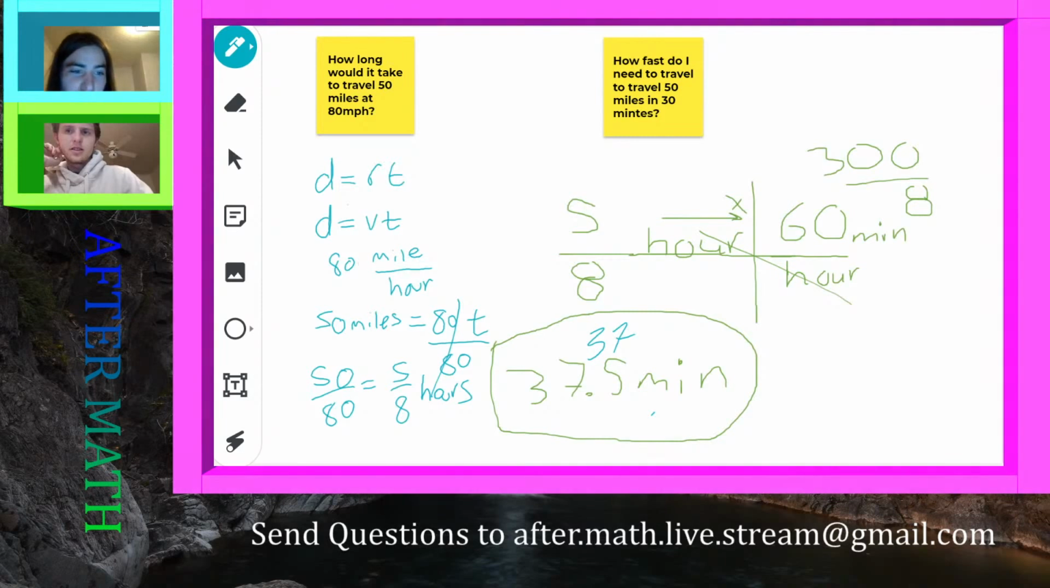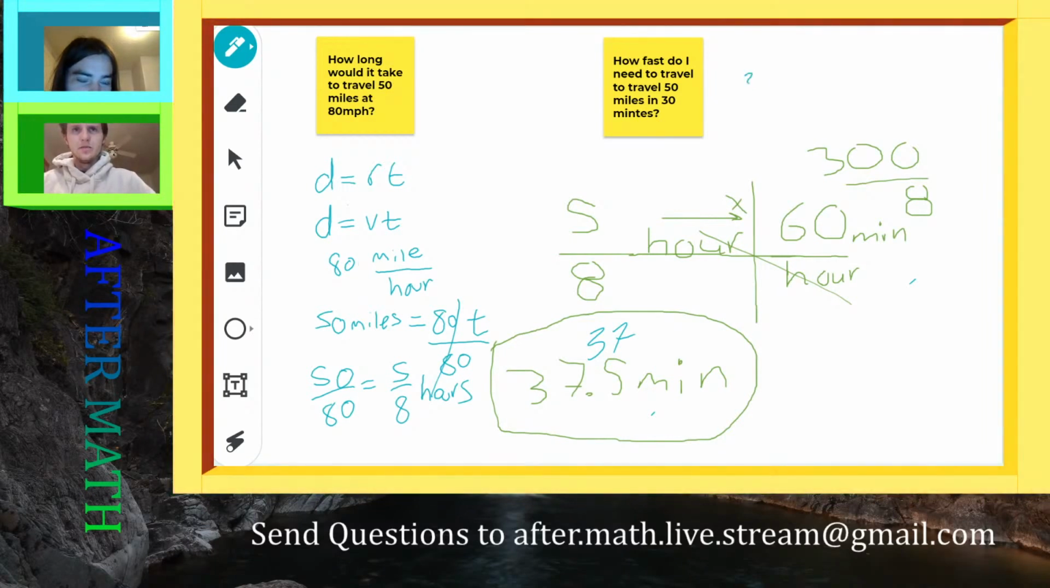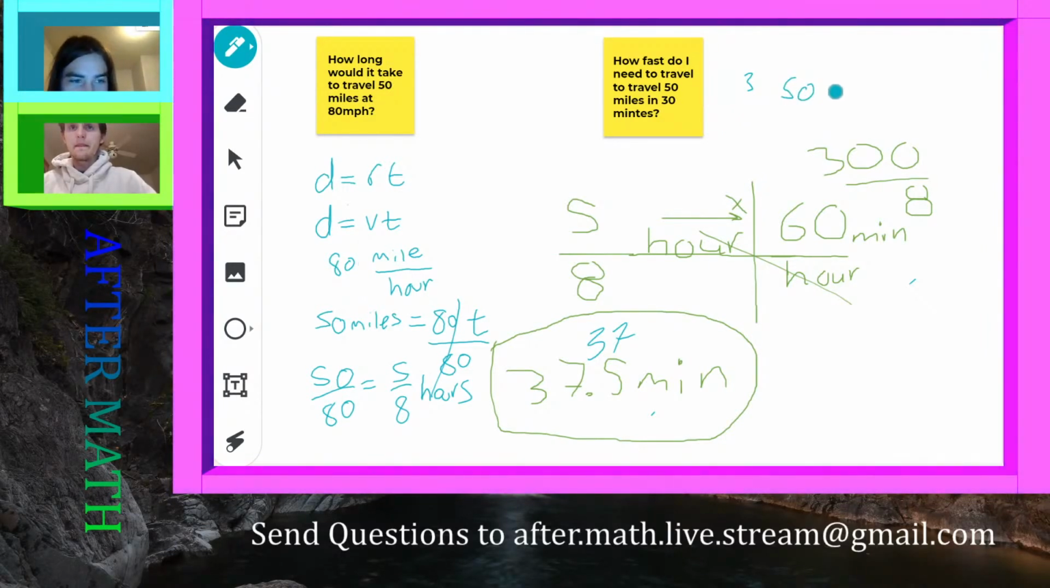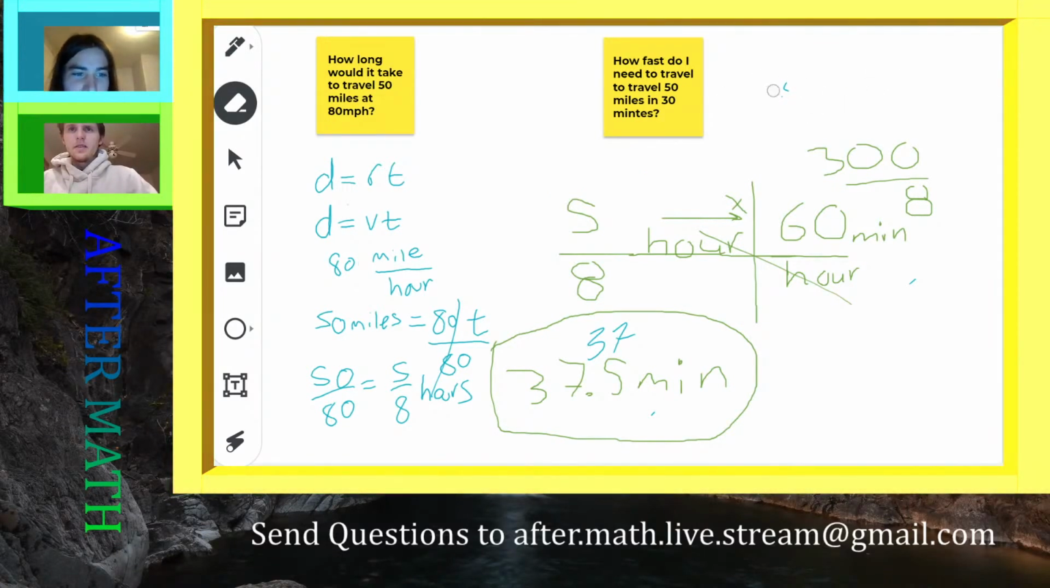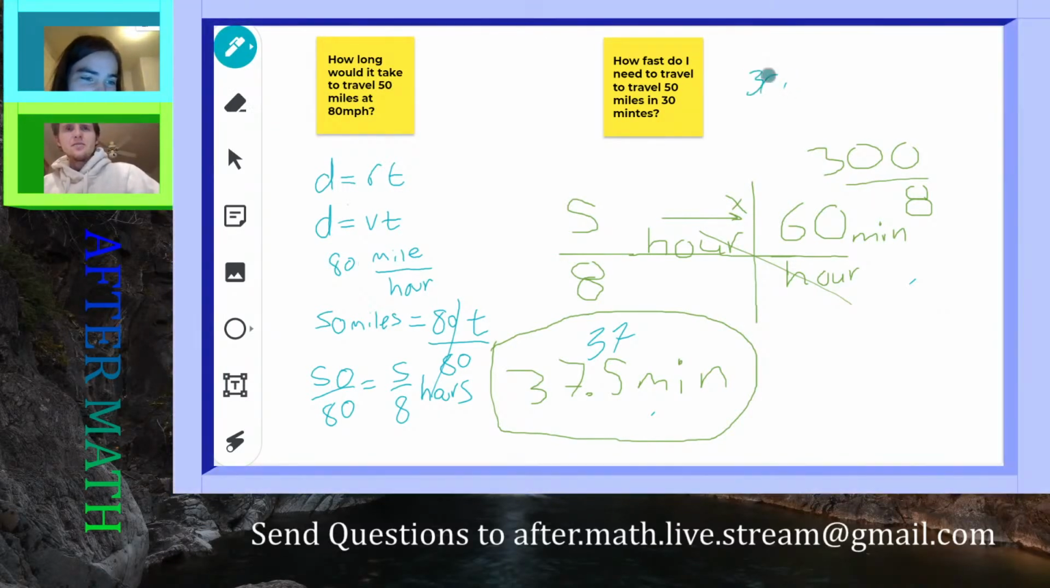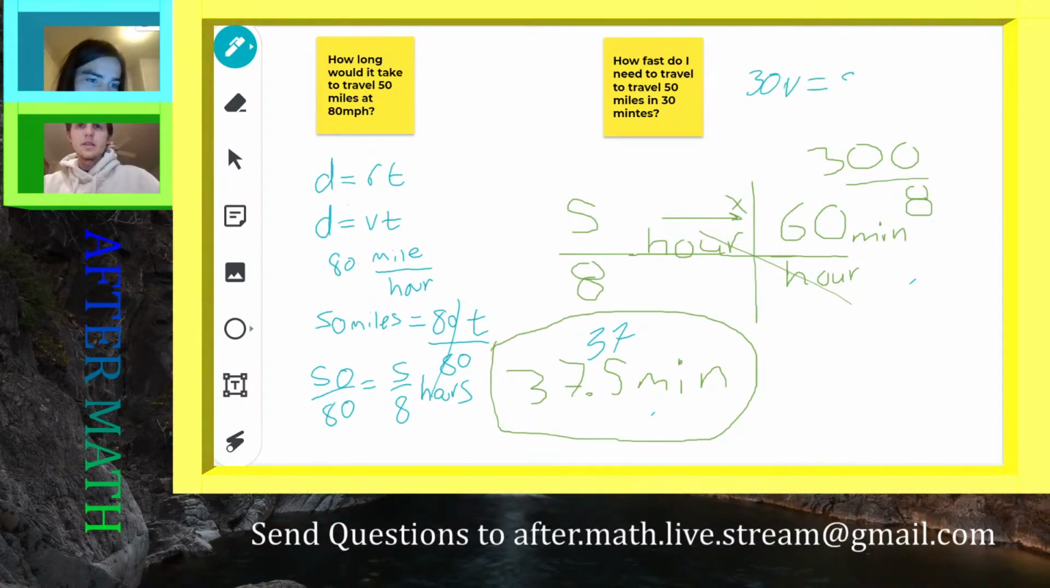So now we need part 2, which is if you're traveling 50 miles in 30 minutes. So we're going 50 miles per hour times time, which is 30. Oh wait, what am I saying over here? I wrote that out wrong. My bad. Here we go. So we've got 30 minutes and we need to travel 50 miles. So 30v equals 50.